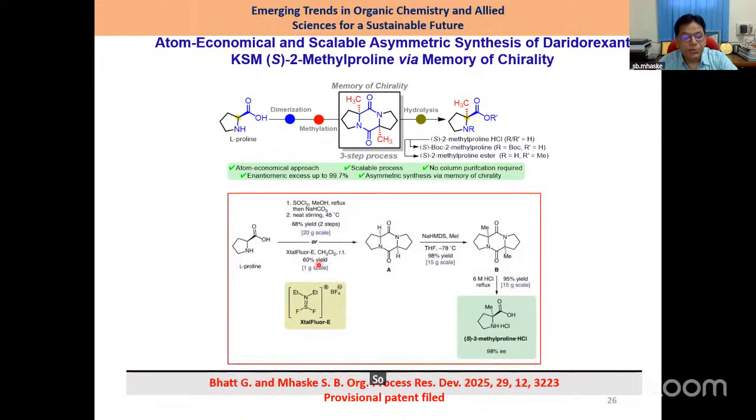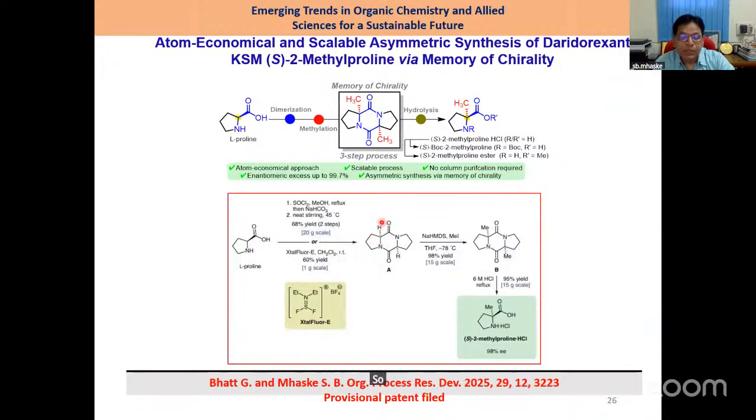So there are two ways by which we can form this dimer, retaining this chiral center. Because what we observed is that when we heat it more than 45 degrees, there is some loss of chirality at these carbon centers, which are alpha to these carbonyls.